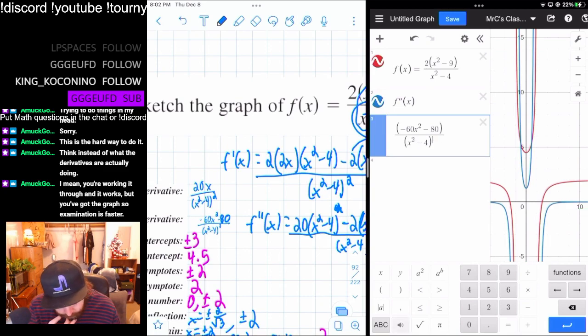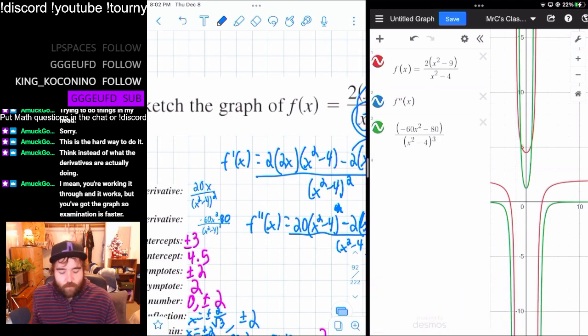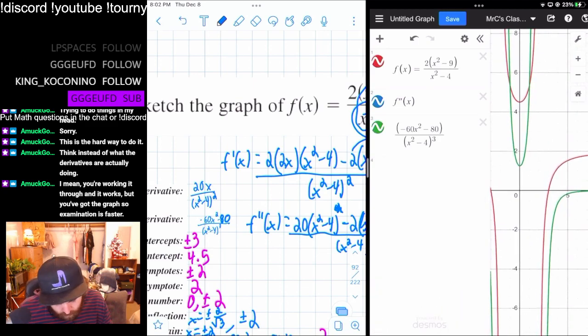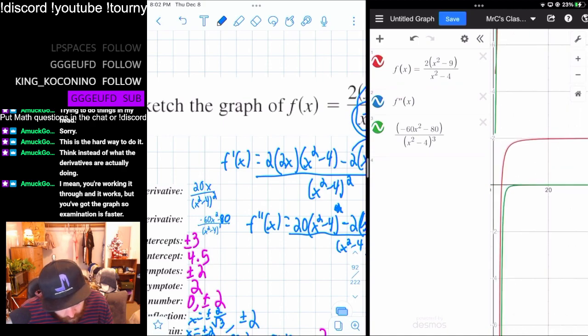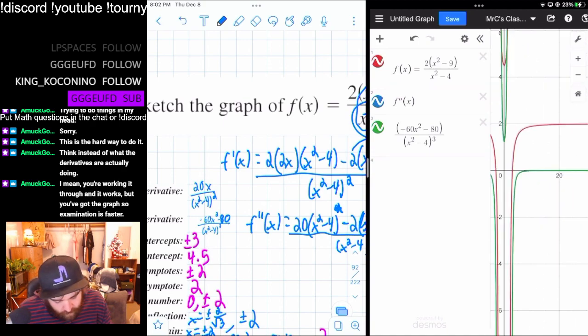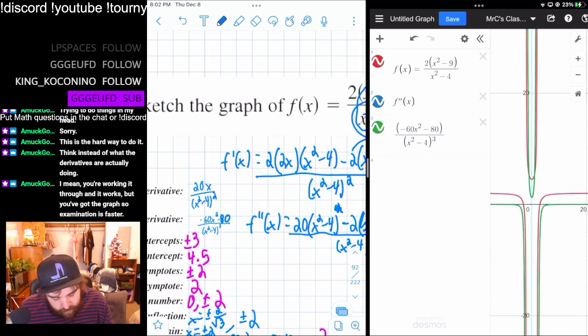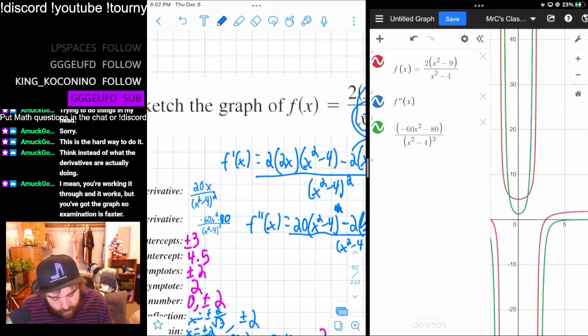Cubed. Okay, yeah, no, we did get it right. Good. Oh, and there's no x-intercepts because of the negatives. That makes sense. So yeah, we did everything right. So we still got that possible point of inflection.